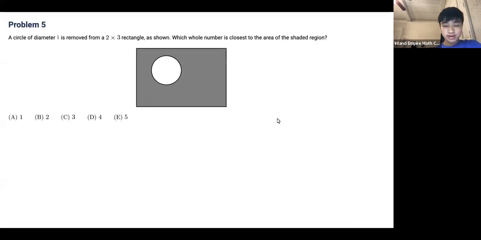So for problem number 5, the way we think about this is just to find the area of the rectangle and then the area of the circle and then subtract it, right? So does anyone know what the area of the rectangle is? The 2 by 3 rectangle, so 2 by 3.